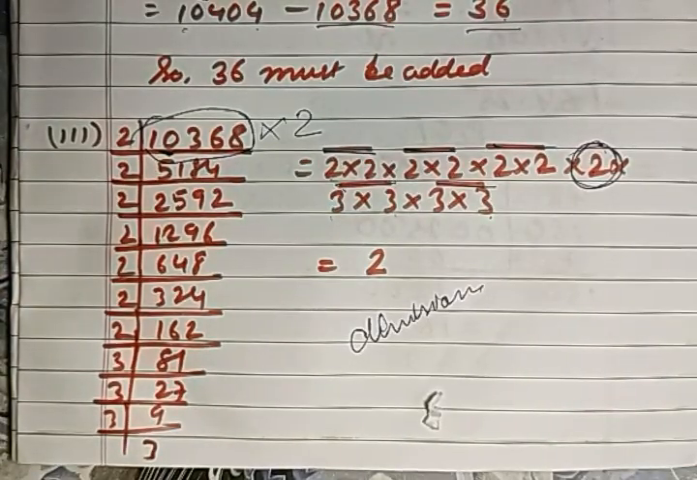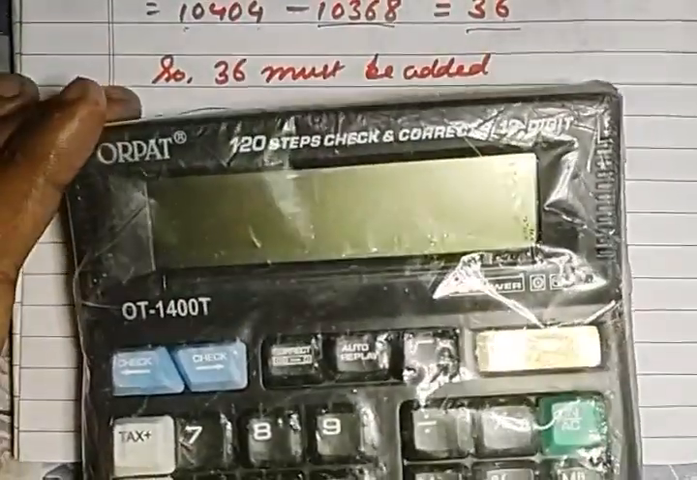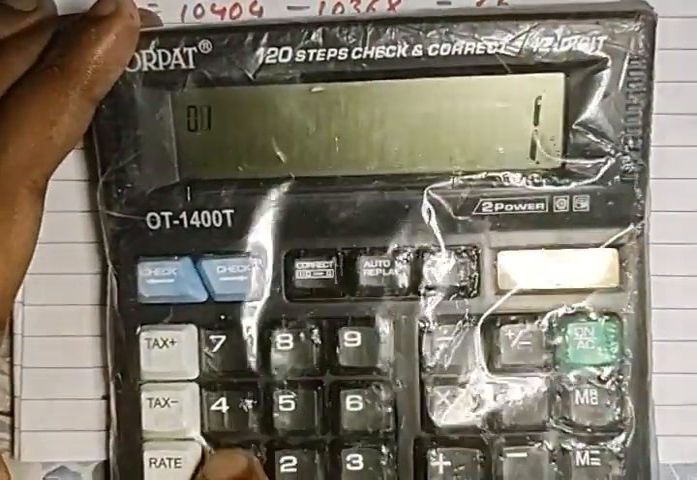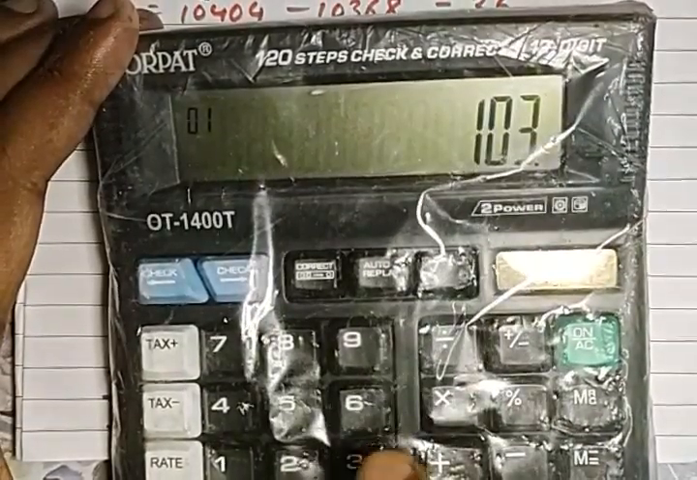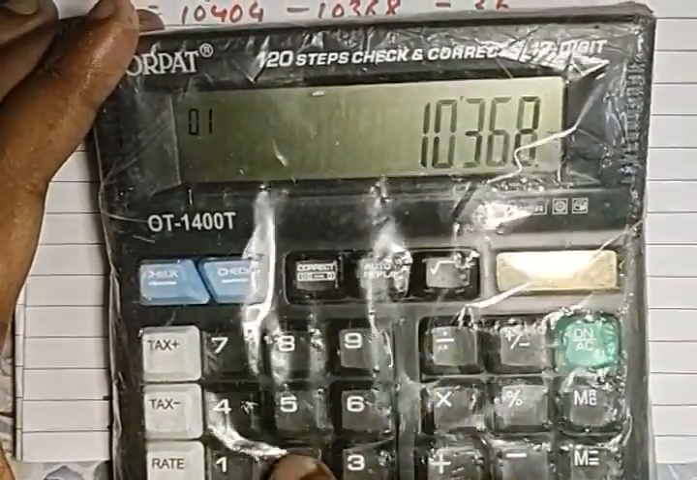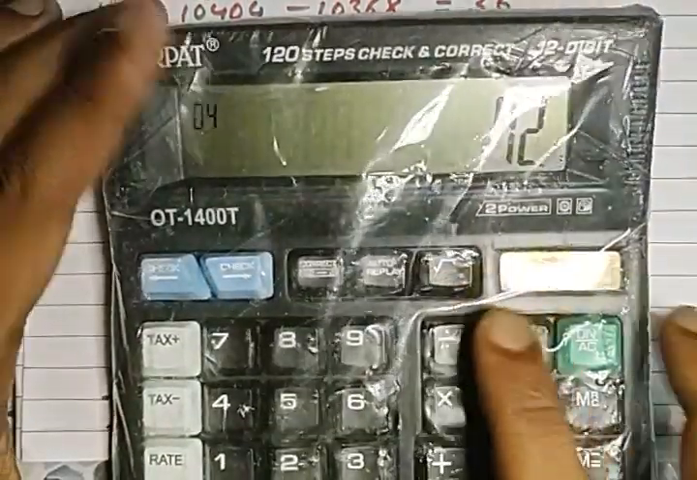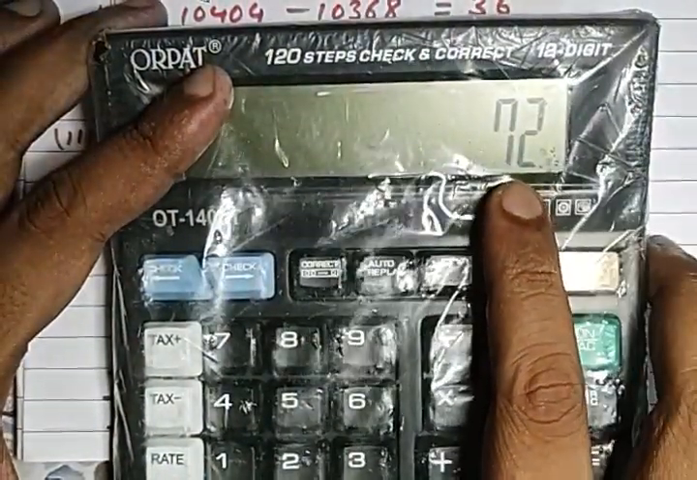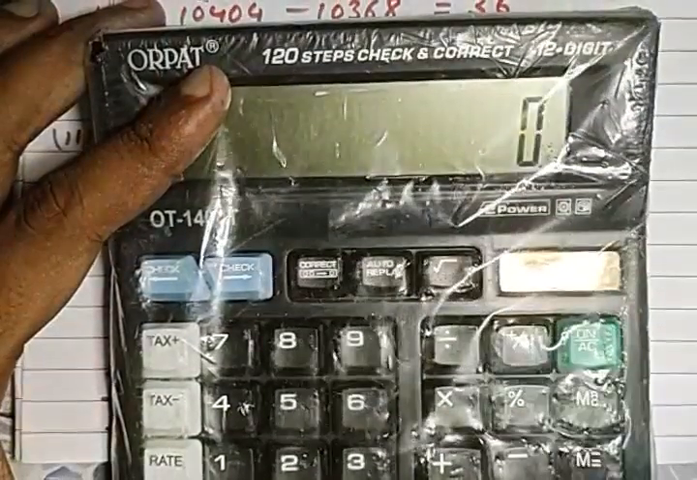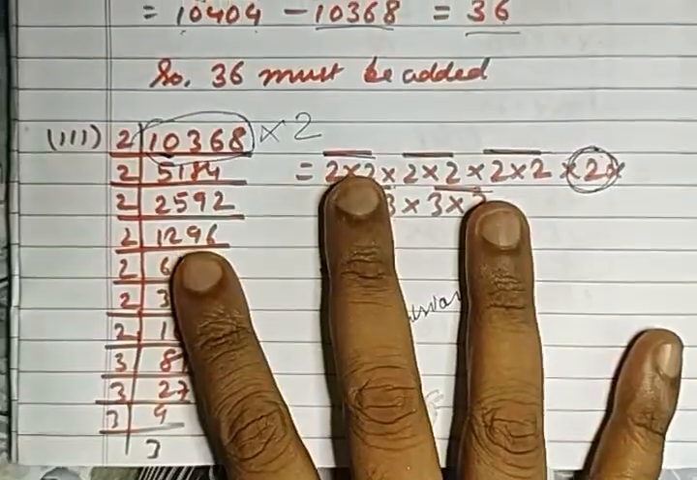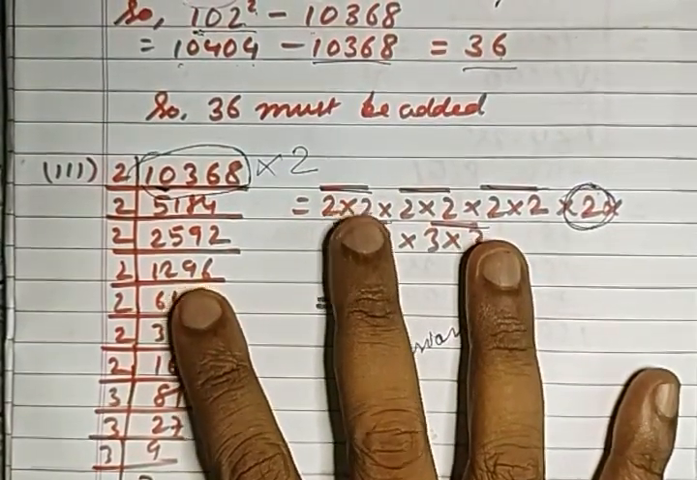So let us check it. For this I will use the calculator to show you. Okay, so we have 10368. If we divide this by 2, we are getting 5184, and its root I am getting here is 72, which is a perfect square. Okay, then let's come to question number 10.